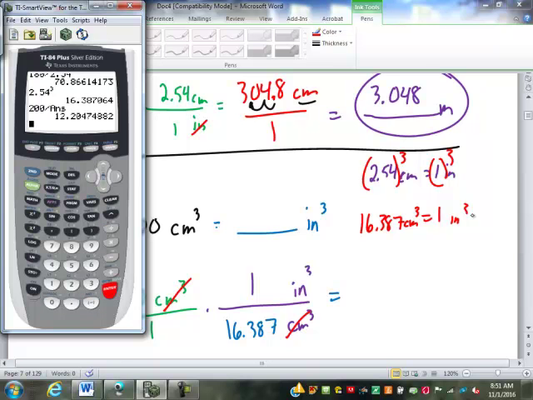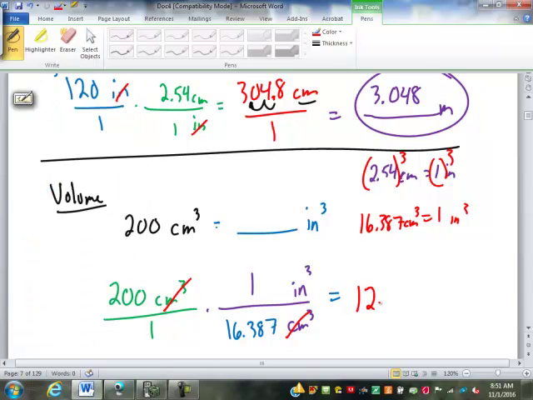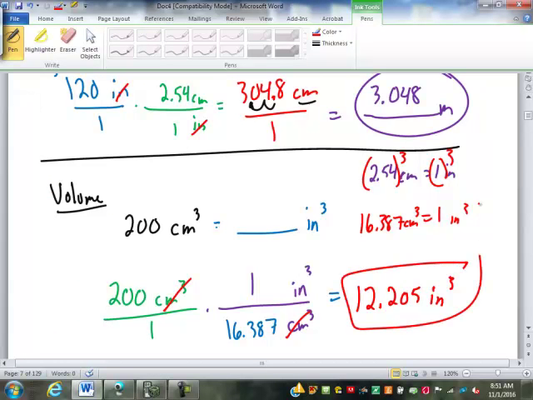Now I'm actually using the whole 16.387064 here. So I mean 12.205 cubic inches. Does that make sense? So 200 cubic centimeters is 12.205 cubic inches.